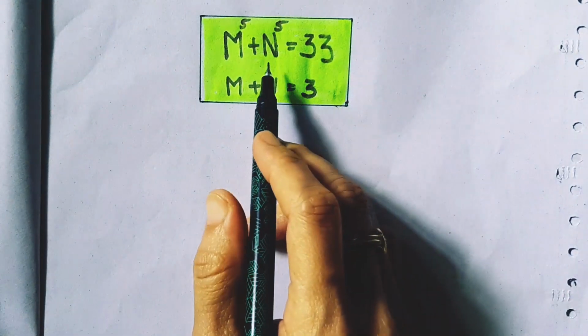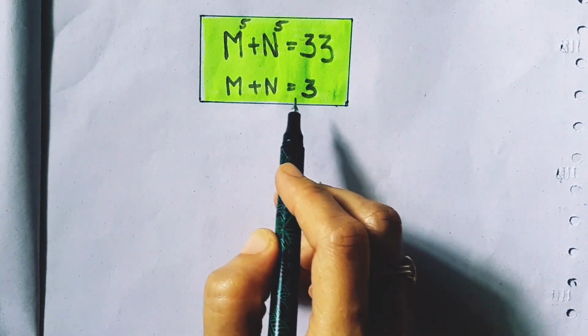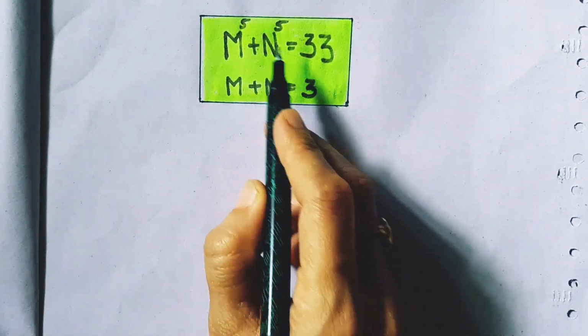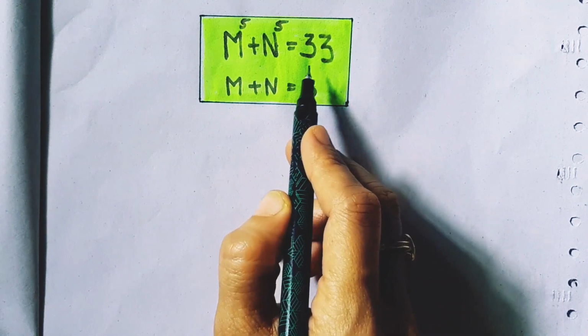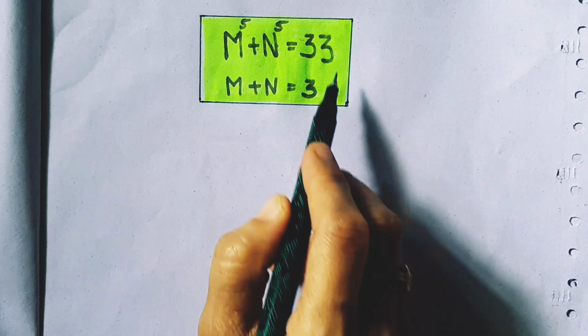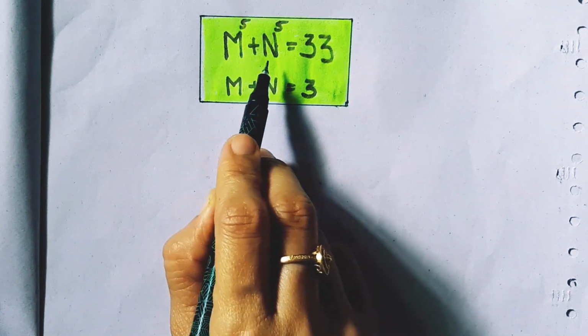In this class, we are going to solve this nice math question. Our question is m power 5 plus n power 5 equal to 33, and m plus n equal to 3. So we need to find out the value of m and n.